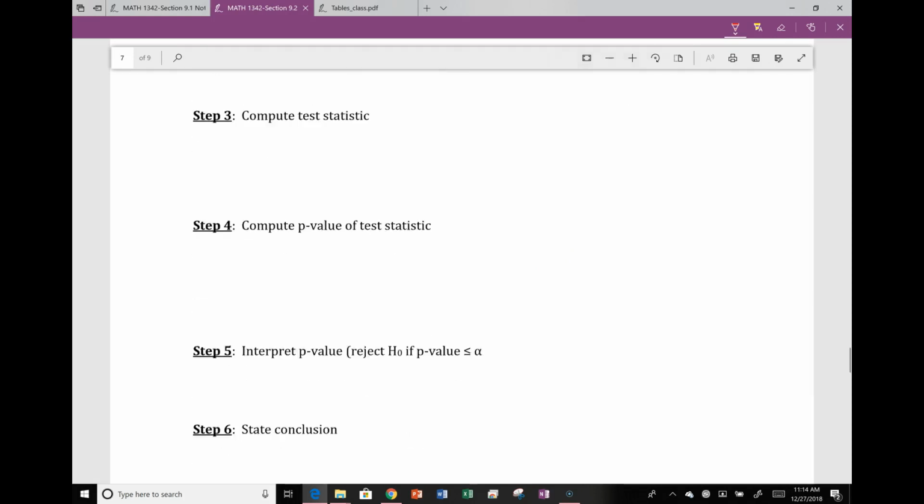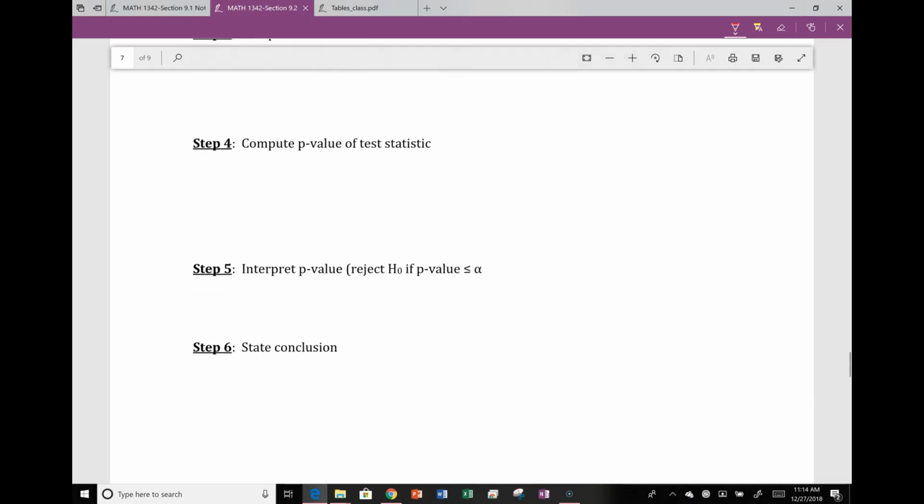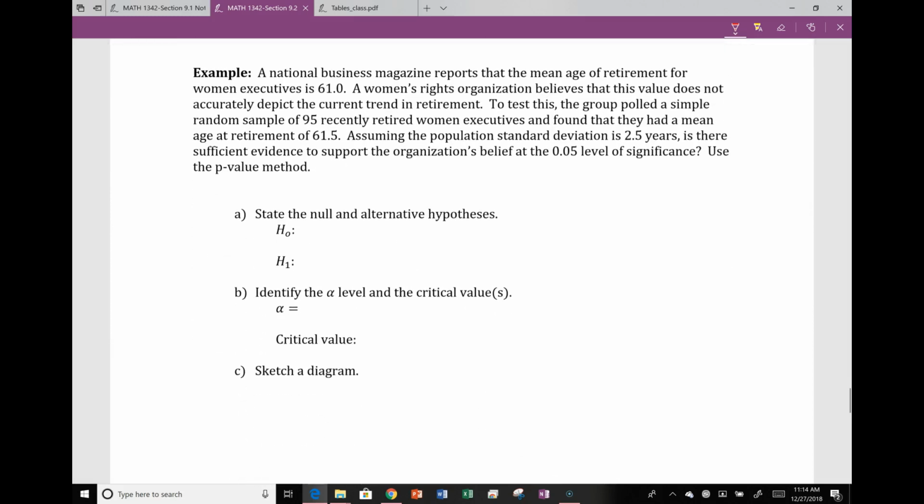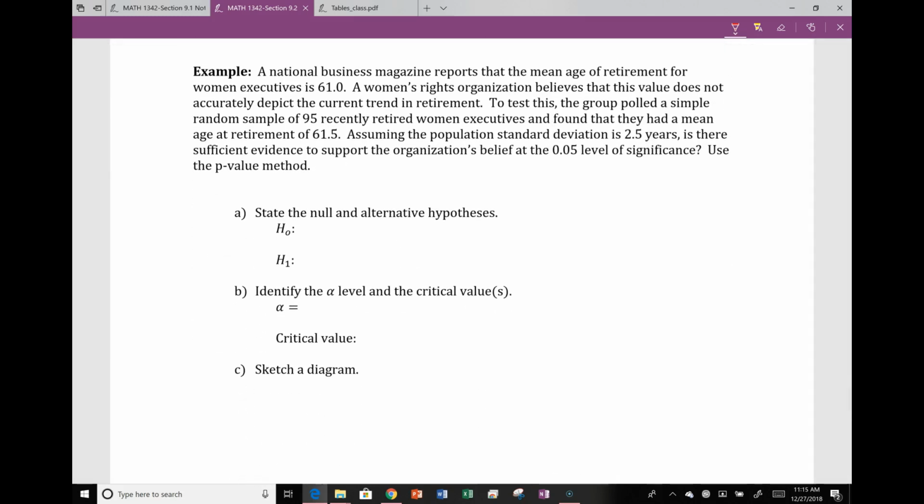So they're the exact same as the other except for the p-value, and we're going to look at what happens. So let's look at an actual example. A national business magazine reports that the mean age of retirement for women executives is 61. A women's rights organization believes that this does not accurately depict the current trend in retirement. To test this, the group polled a simple random sample of 95.